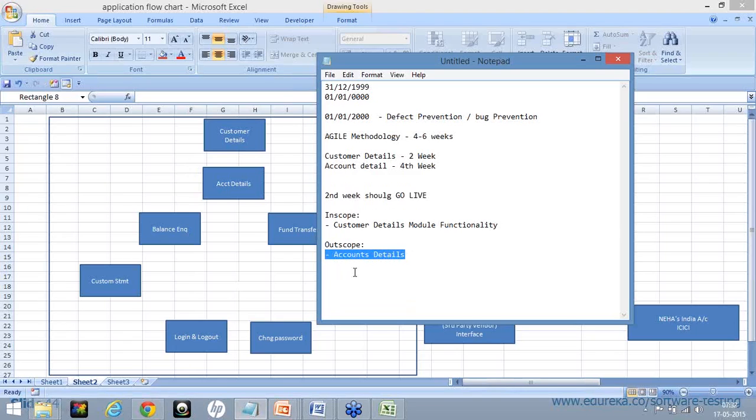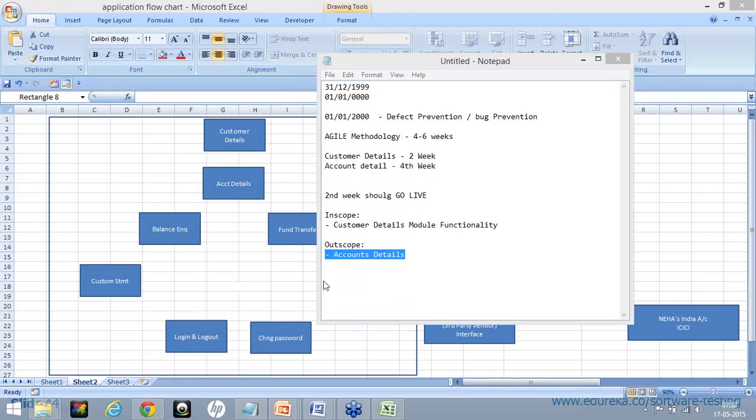And out of scope is no need to go and do testing for this release. This can be considered for the next release. You understood? That is called the out of scope and in scope. So the product, or the functionality, that we are going to test for this release is called in scope.